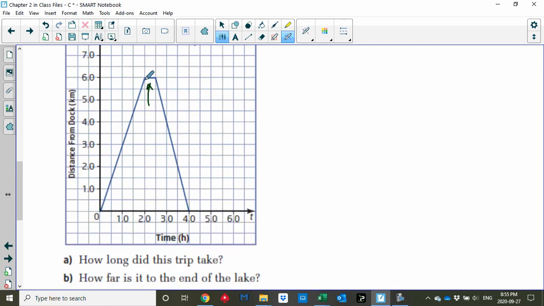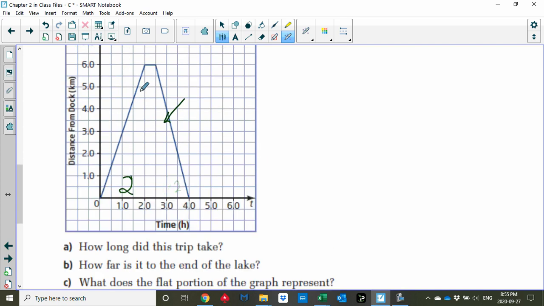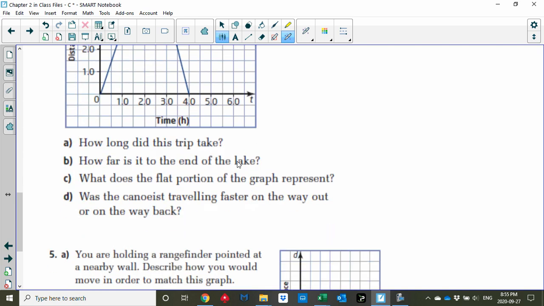And was the canoe traveling faster on the way out or on the way back? Well, let's take a look. It took them 2 hours to get out. They stopped for half an hour. And then from 2:30 to 4, it took them 1.5 hours on the way home. 2 hours on the way out, 1.5 on the way home. They were traveling quicker at this second line right here. So this person probably traveled out, took 2 hours to get to the end of the lake. They stopped for half an hour, maybe for a little drink of water, a bite to eat, and then they went quicker all the way back and got back in 4 hours. 2 hours out, half an hour break, an hour and a half home, and that's their trip.